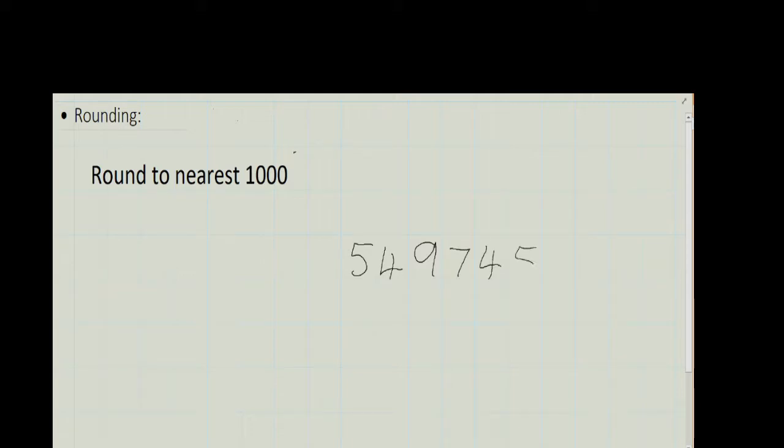So put my hats on. We're rounding to the nearest 1,000 here. Always important to know what you're rounding to. That's the most important thing.